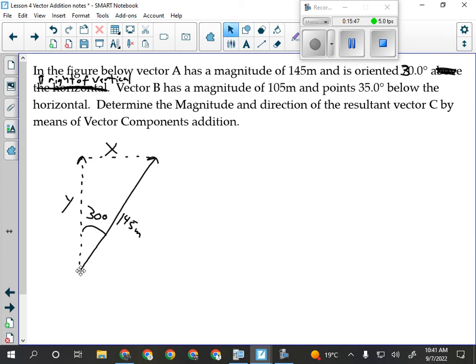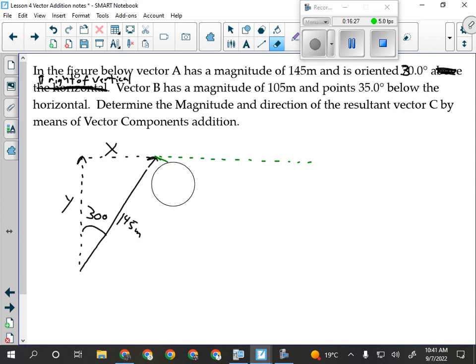My next thing is, I need to draw the next vector, and it is 105 meters, 35 degrees below the horizontal. So I've got to go horizontally as my reference line, and go 35 degrees below that for 105 meters. So should that line be longer or shorter than the first one? Right. So 35 degrees would be... that was not straight, not good at all. Try that again. That's less than 35 degrees.